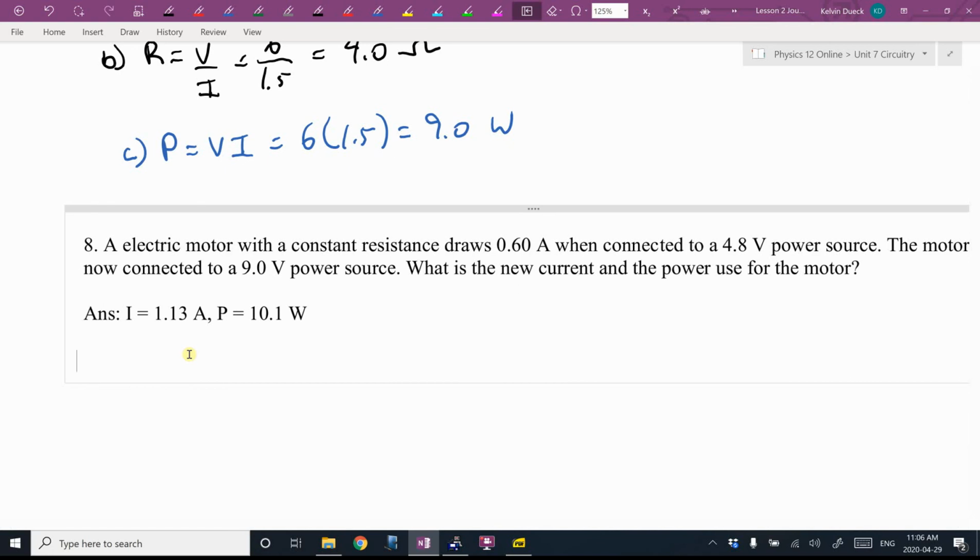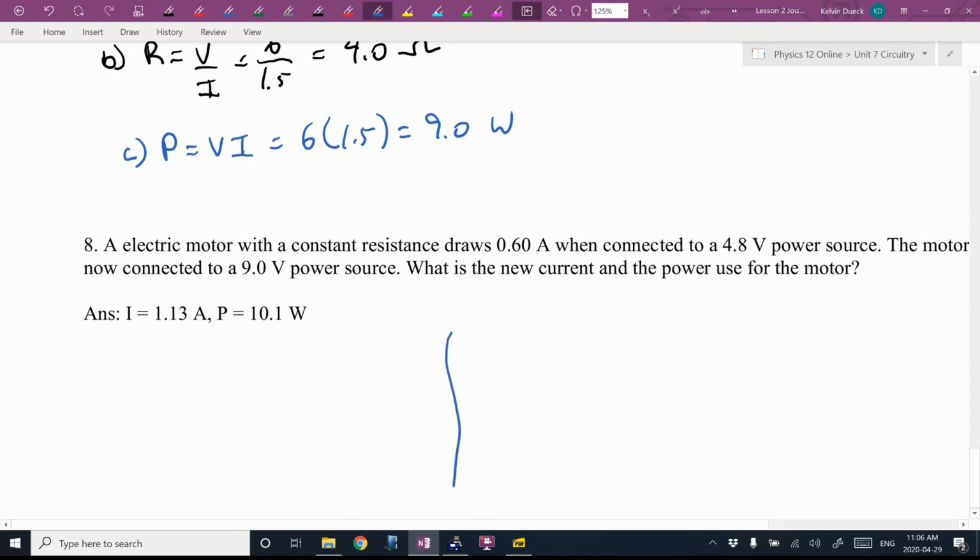Motor is now, oh, this is going to be a before and after, I think. So here is going to be the 4.8 volt source. Here is going to be the 9.0 volt source. I think what I'm going to do is find the resistance of the motor here, and it's going to be the same resistance over here. And that way I'll be able to solve this.